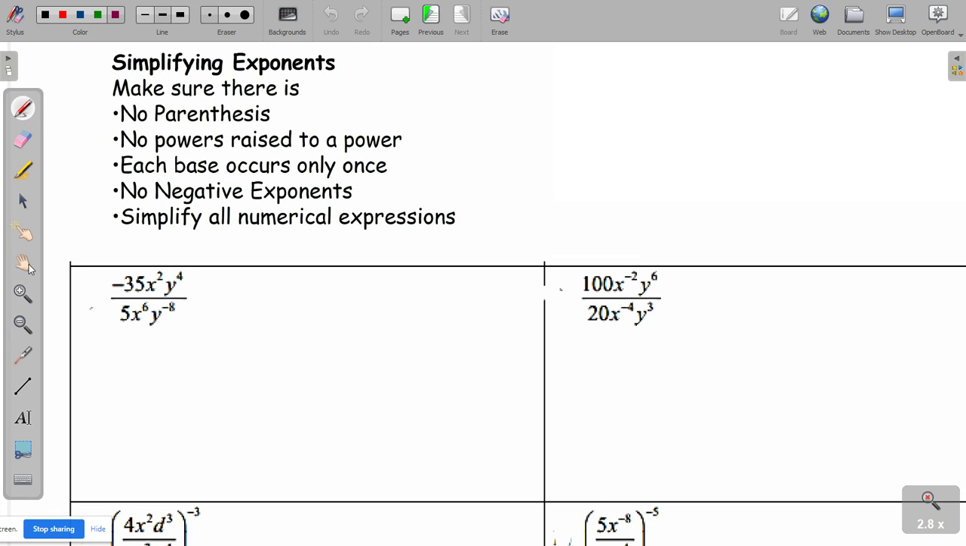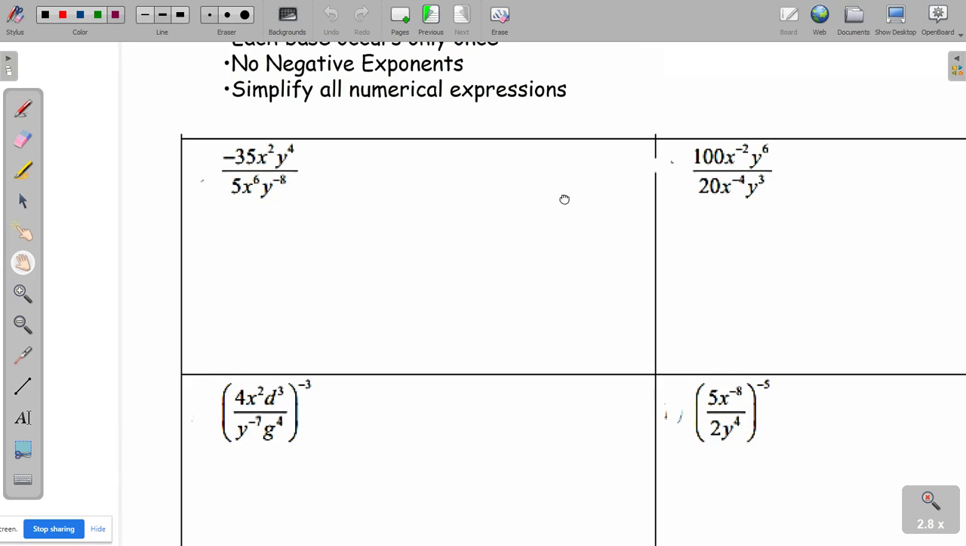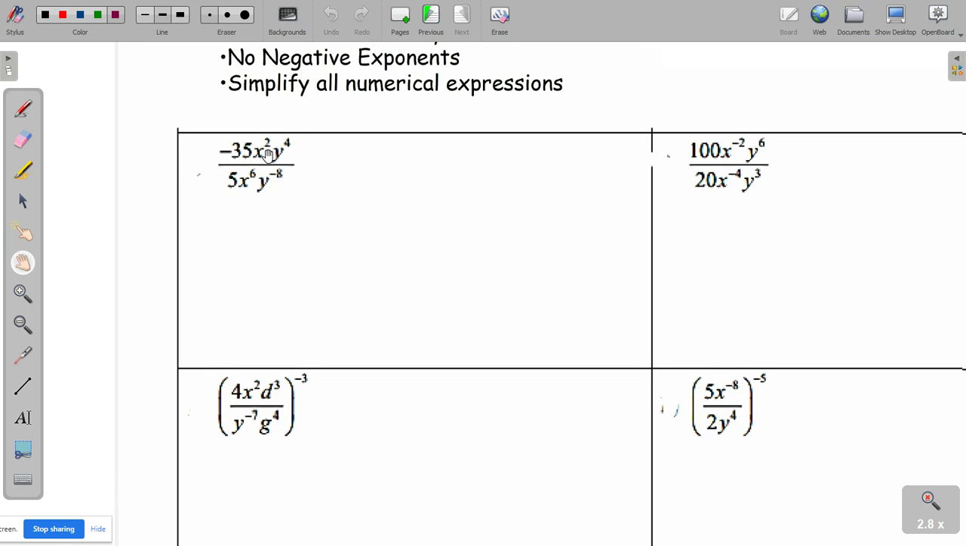So let's look at our first problem here. Negative 35x squared y to the 4th all over 5x to the 6th y to the negative 8th. First thing we want to do is simplify your coefficients. So negative 35 divided by 5. That gives you negative 7. So I always start when I'm given a fraction, start a fraction bar. Negative 7 is a whole number, so it goes on top.